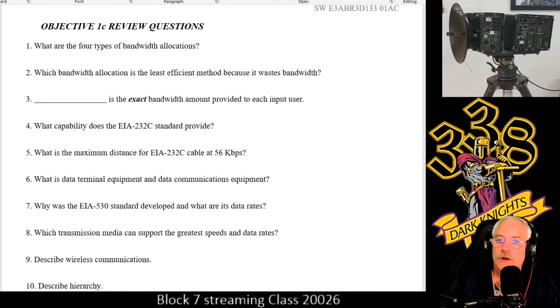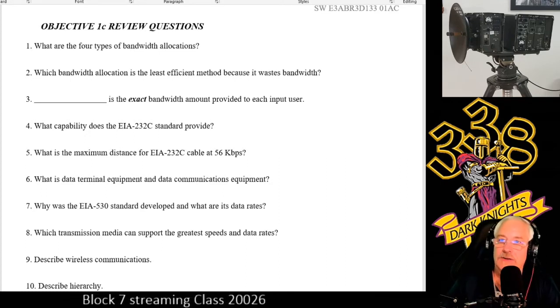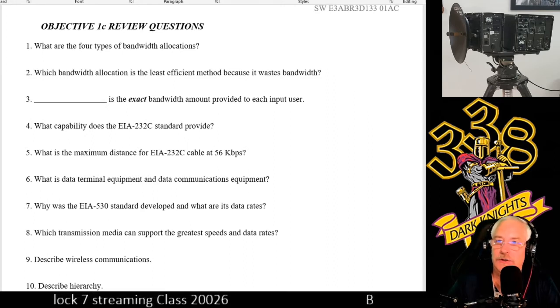Let's go to 1 Charlie, and we have, what are the 4 types of bandwidth allocations? It is conventional, demand assigned, dynamic, and time of day restriction. Number 2, the answer is conventional. Number 3 is demand assigned. Number 4 is serial communications between computers and modems.